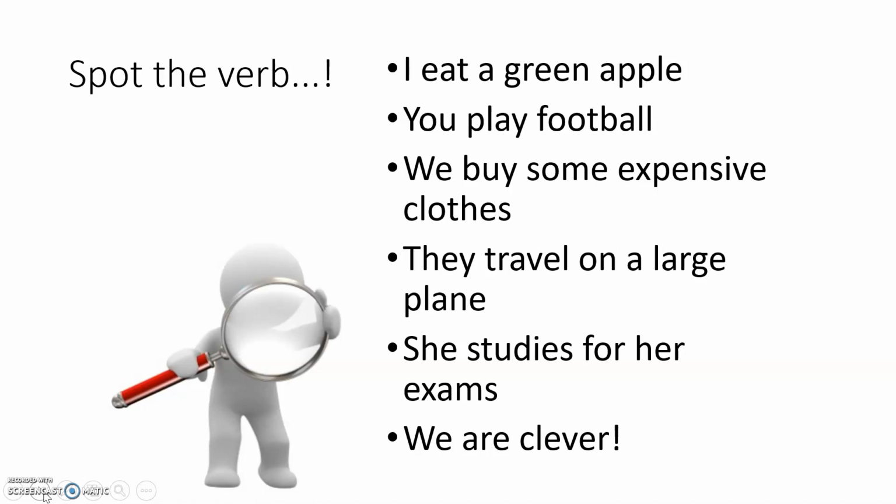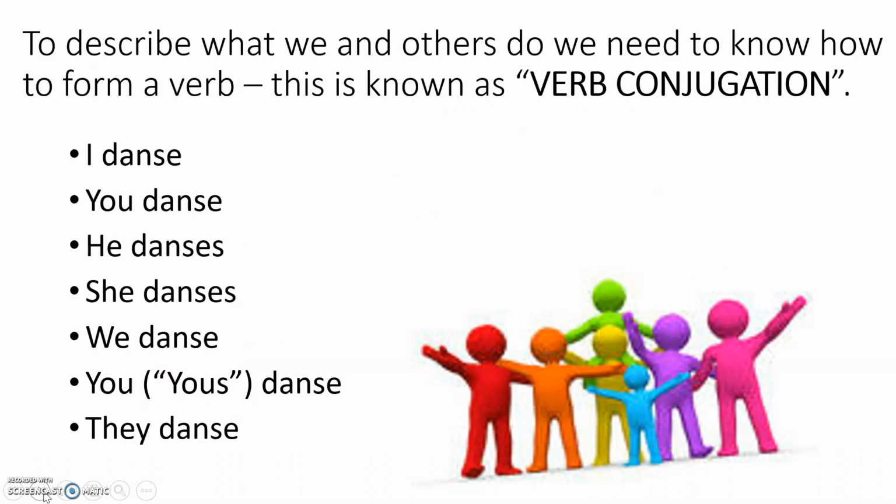So, in each of these sentences, a verb is in play. We have eat, play, buy, travel, studies, and the verb in the last one, are. That's the state of being. To be is where we get are from in English. To describe what we and others do, we have to know how to form a verb. This is known as verb conjugation. It's something that we do in English without even thinking.